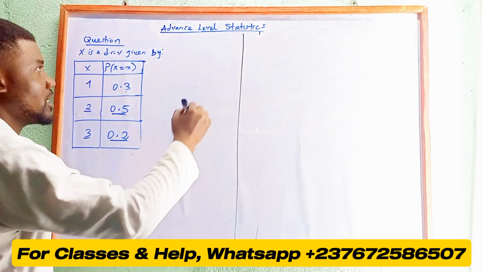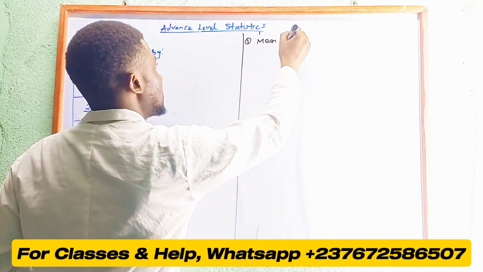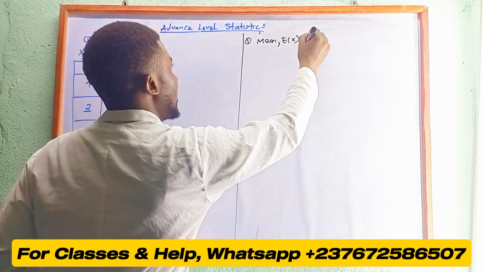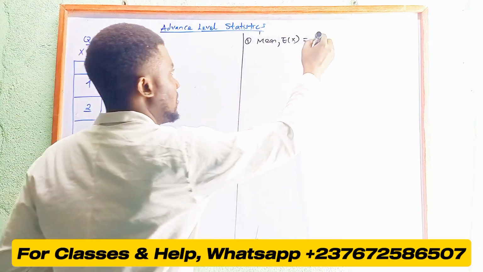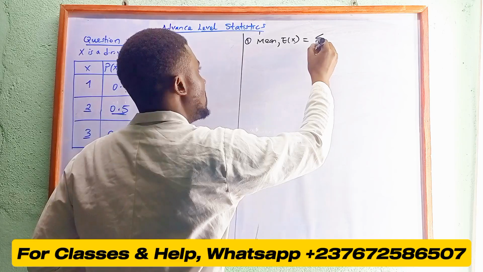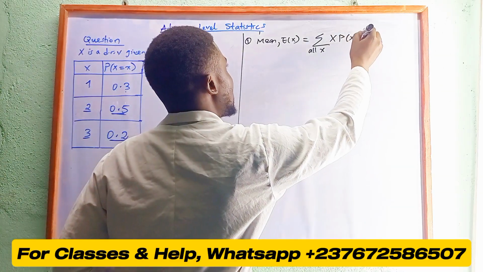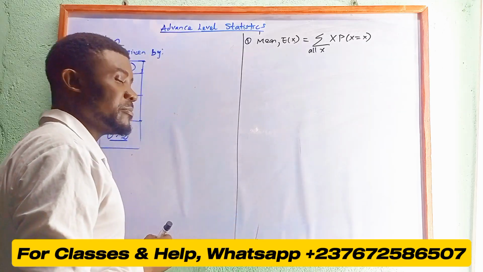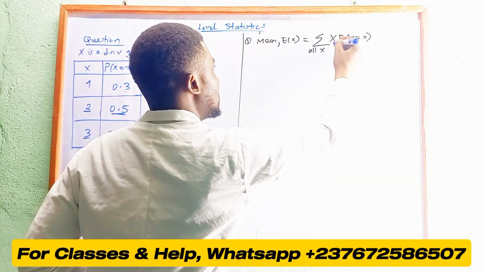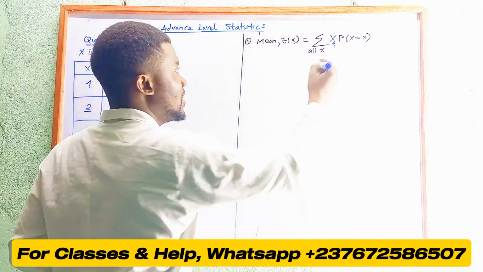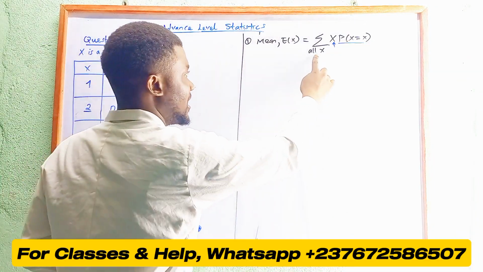We want to calculate the mean. Let's start with that. The mean, as I've said, is denoted the expectation of X. How is the mean calculated? There is a formula for it. We're going to use the formula. The formula is the sum of all x times the probability of X equal to x. This simply means that you multiply each value of the random variable by its probability and then add the results.